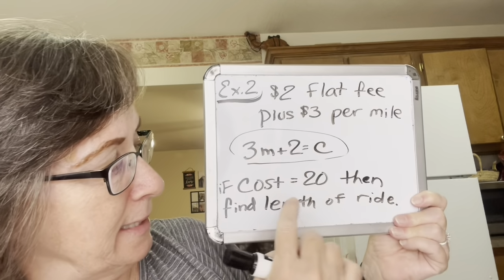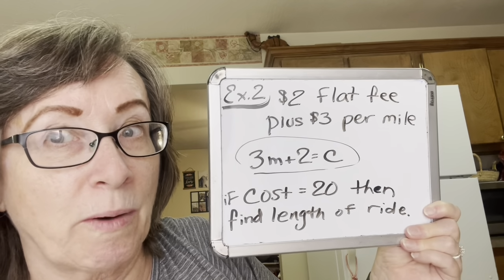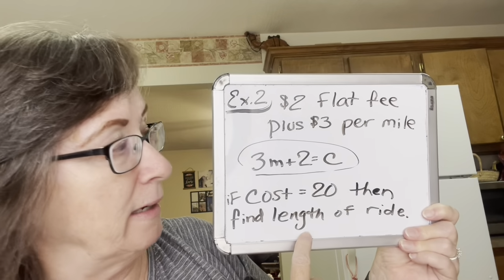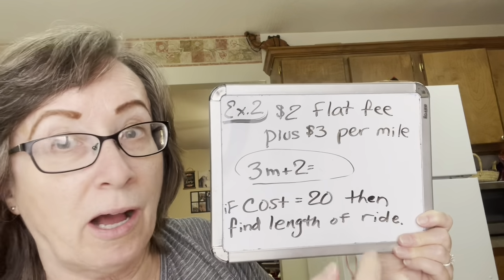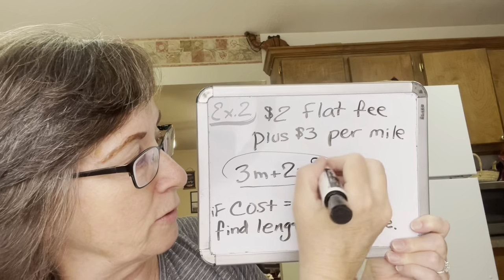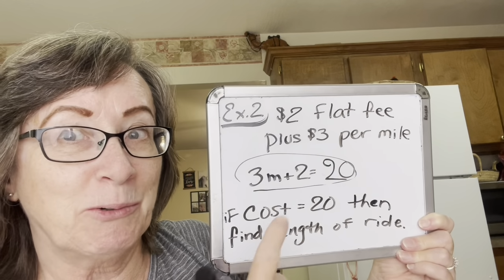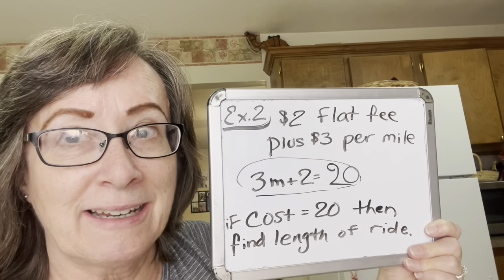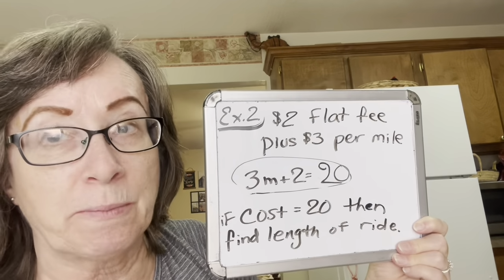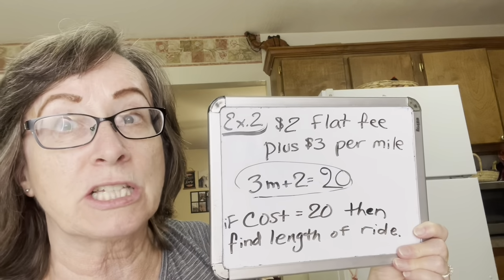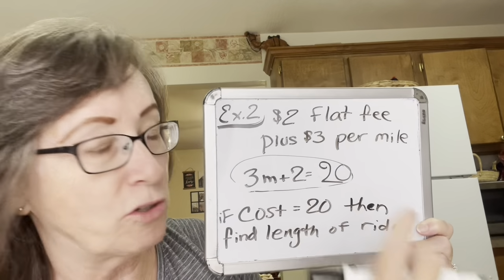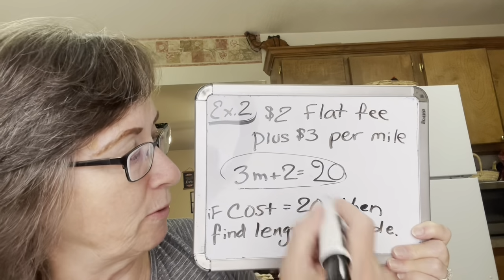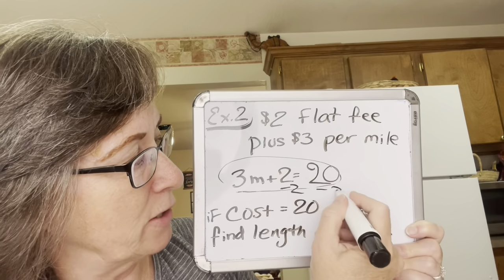So then it says, if the cost for the ride is $20, then find the length of the ride. So we're going to put right here, cost of the ride is $20. Now I'm going to try to find out how many miles I traveled. I'm paying $3 for each mile, and I paid $2 just for jumping in the taxi, and the total ride was $20. Well, can I take 2 away from both sides? So I'm going to take 2 away and 2 away.